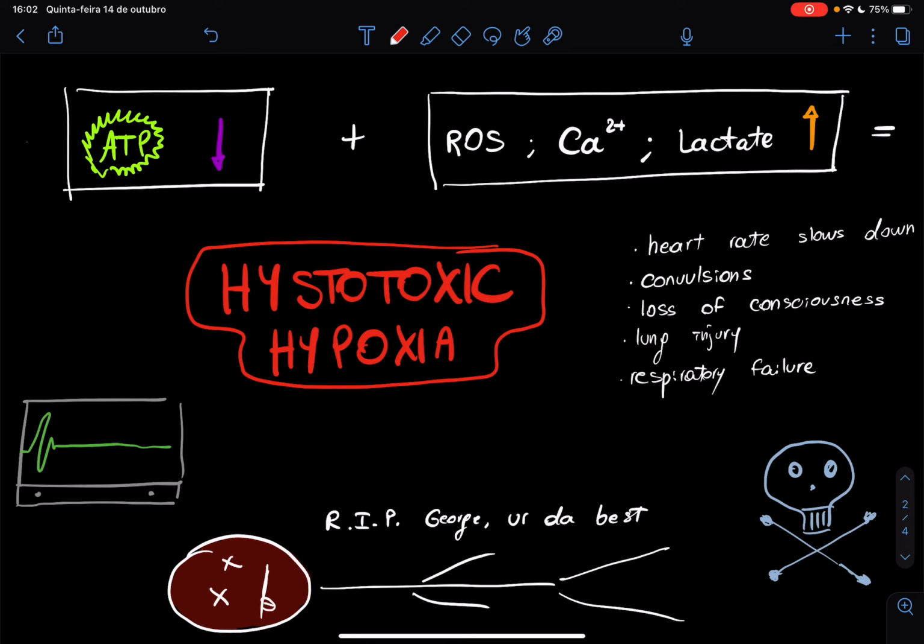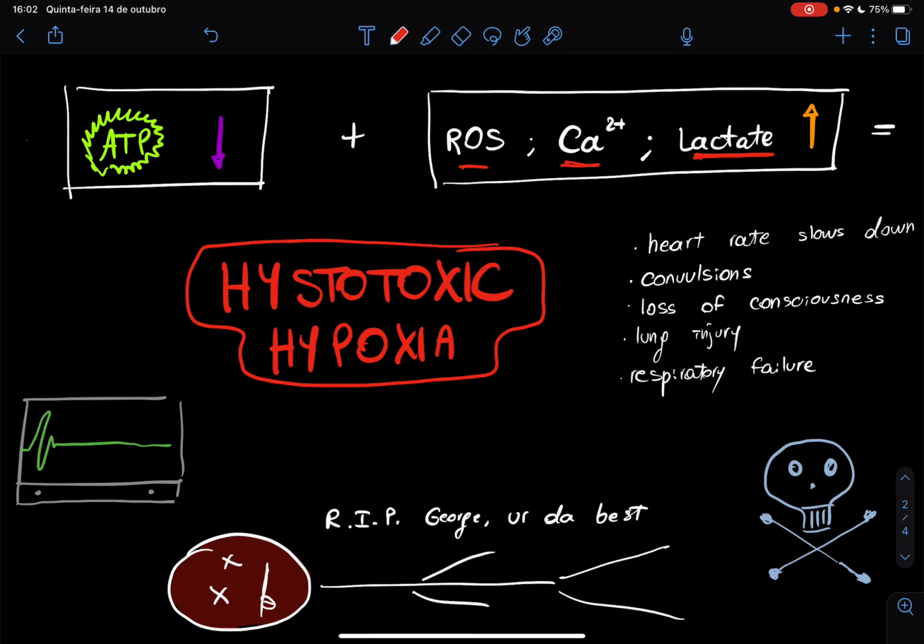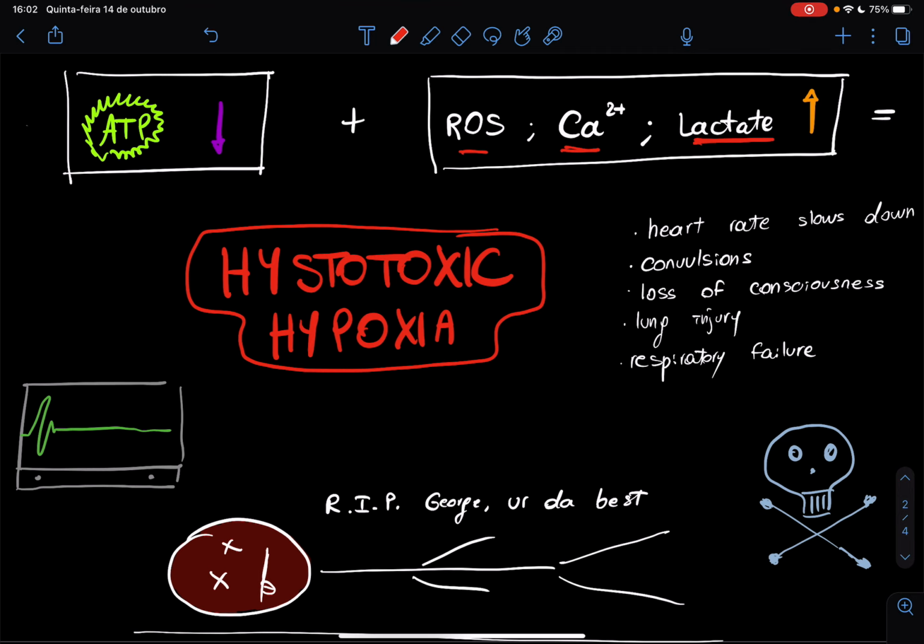So of course, lactate levels rise because we don't have aerobic respiration anymore. Also, we have a rise in cytosolic calcium levels, and also the formation of reactive oxygen species. And here, unfortunately, we have our dear friend George, who with extreme sadness is leaving us. And George has a red, pale face.